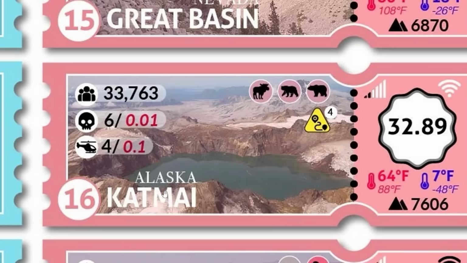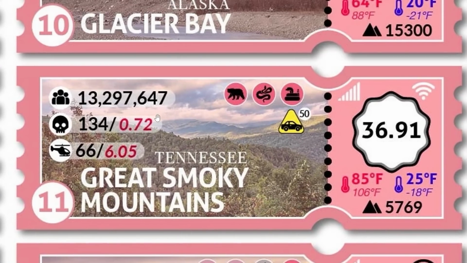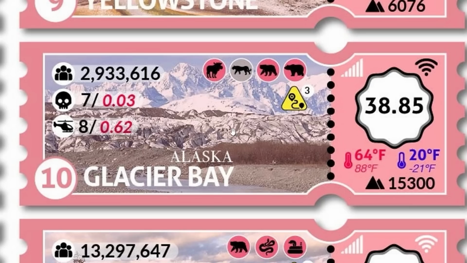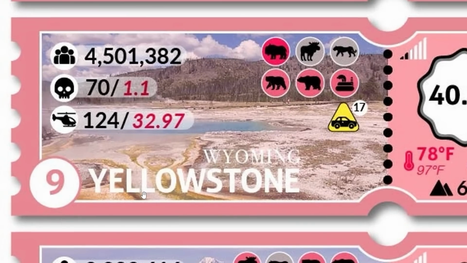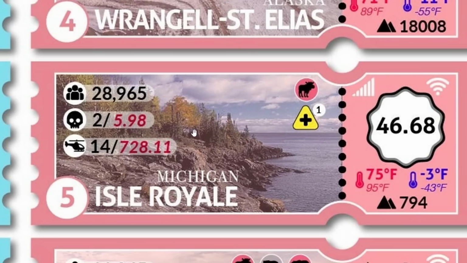Here's our first Alaska. The Grand Canyon is actually pretty high up here. Big Bend, as well as the Great Smoky Mountains in Tennessee. There's another Alaska in the 10th place spot. Yellowstone, only in 9th. I figured that'd be a little bit higher. Sequoia and Kings Canyons in California. You gotta watch those snakes. Michigan's Isle Royale.